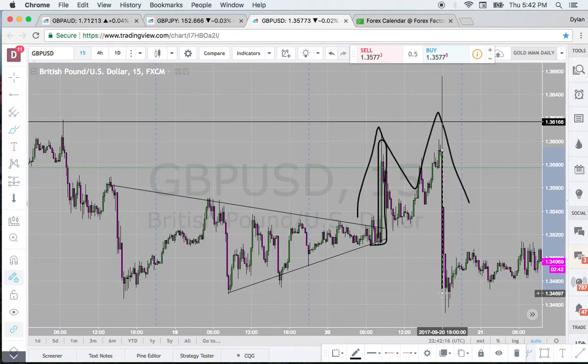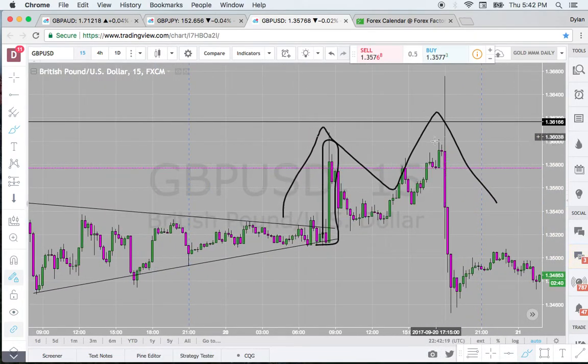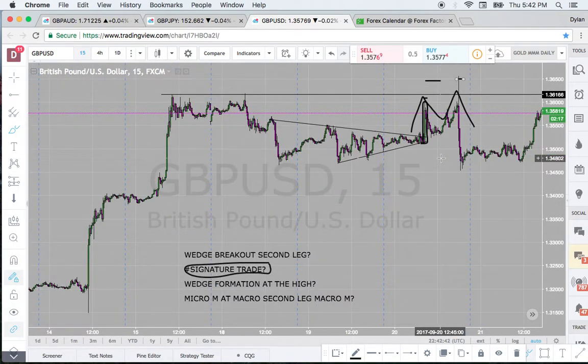and then dropped. But why did it stop hunt so high? That's pretty crazy. If we were trading this micro M formation, most likely our stop loss would have been up here somewhere and it would have been hit. But if we look at the bigger picture, this stop hunt was stop hunting the first leg of the macro M.